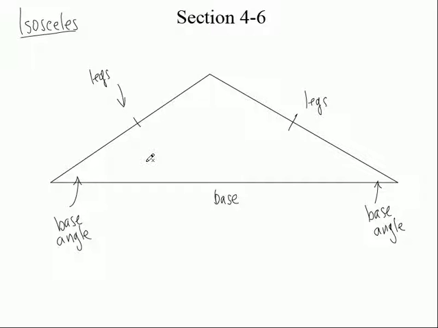Well, that's what we're going to get to. That's a good observation. If these two legs are equal to each other, we have a theorem, and it's nothing real fancy. It's called the Isosceles Triangle Theorem. This is what the Isosceles Triangle Theorem says.